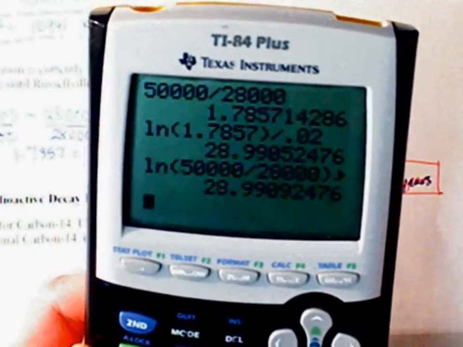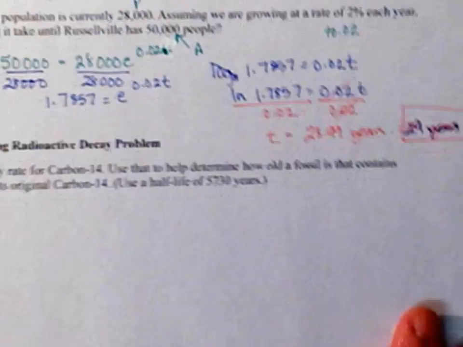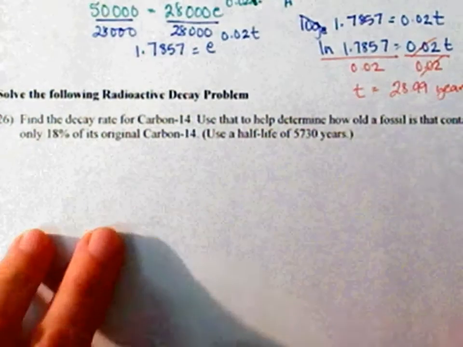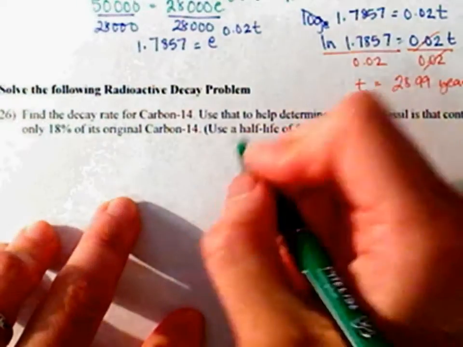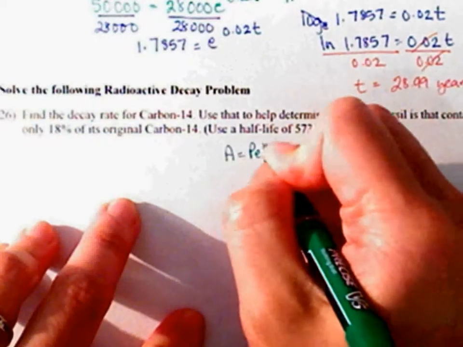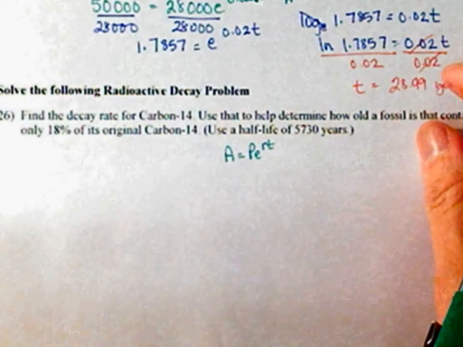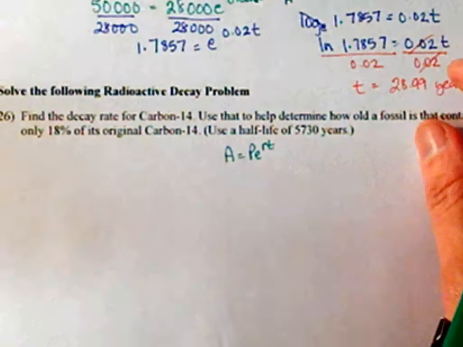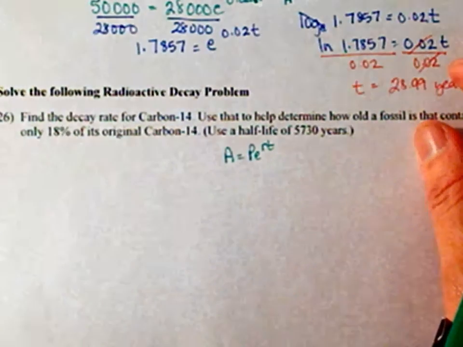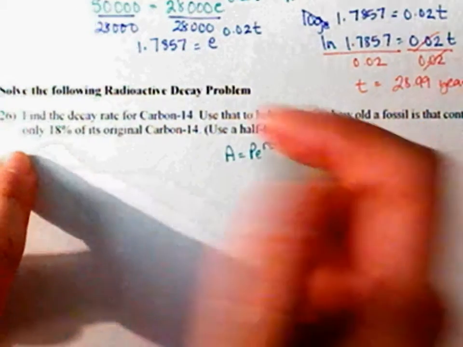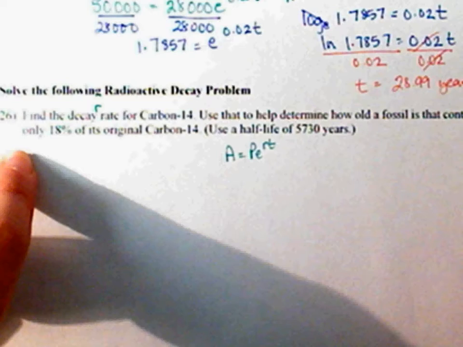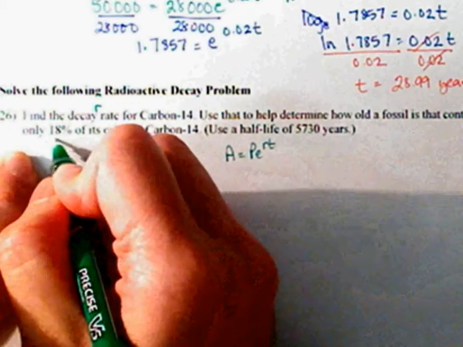All right. Number 26. We're now talking about radioactive decay. And since it's continuous, you will always use this formula here, okay? Carbon doesn't all of a sudden say, hey, I think I'm going to start decaying for 6 months. It doesn't work that way. It is continuously decaying. All right, find the decay rate. So I'm looking for the rate for carbon-14. Use that to help determine the old fossil that it contains 18% of its original carbon.